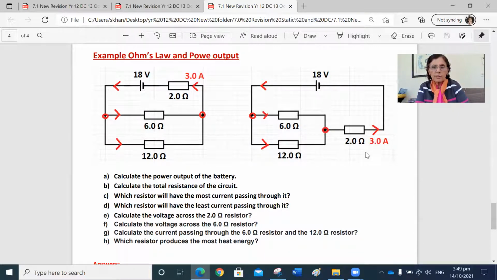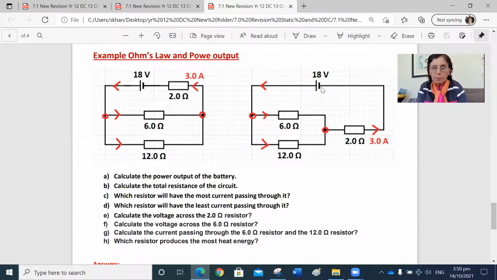So a question can be asked, which resistor has the least current passing through it? So it will be this one, 12, the bigger resistor will have less current. Another question that will be quite often asked is to calculate the voltages across different resistors, because finally they will ask you to calculate the power of every resistor or how much heat energy is produced every second. So this one, the voltage is I times R. So this one will be 2 times 3. So that will be 6 volts across here.